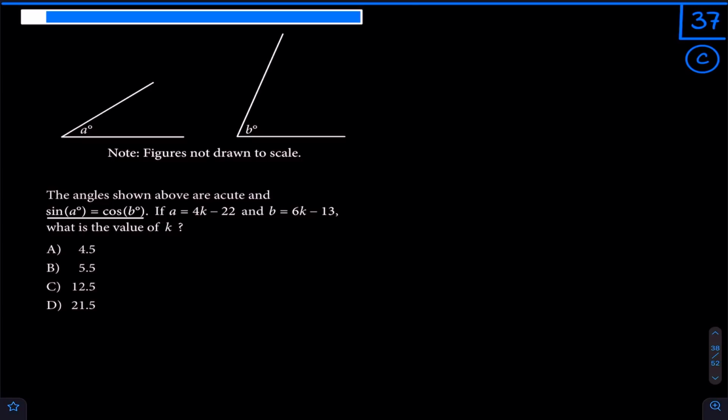What does that mean for us here? Well, remember we talked about this earlier. I think it was problem 29, or no, it was problem 30. We talked about how sine of x is equal to cosine of 90 minus x.